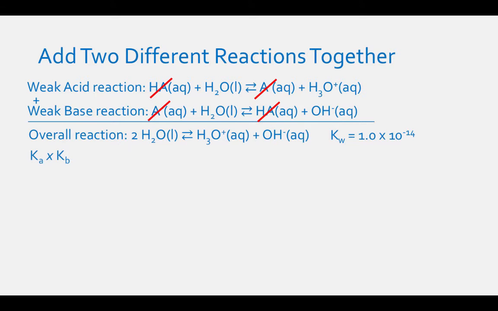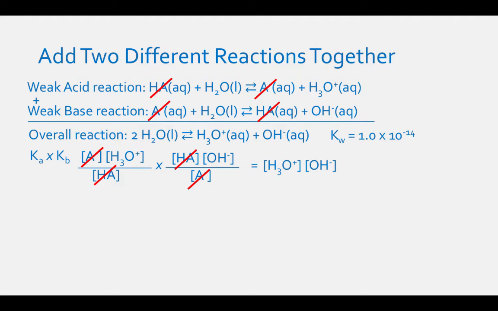If we multiply our Ka expression by our Kb expression, we have the concentration of A negative times the concentration of H3O plus divided by the concentration of HA, times the concentration of HA times the concentration of OH divided by the concentration of A negative. Then our concentrations of both A negative and HA can cancel out because they are both on top and bottom twice. We are left with the concentration of H3O plus times the concentration of OH negative. This is again the Kw expression, and it equals 1.0 times 10 to the negative 14. So therefore, the Ka times the Kb for a conjugate acid-base pair equals the Kw value.